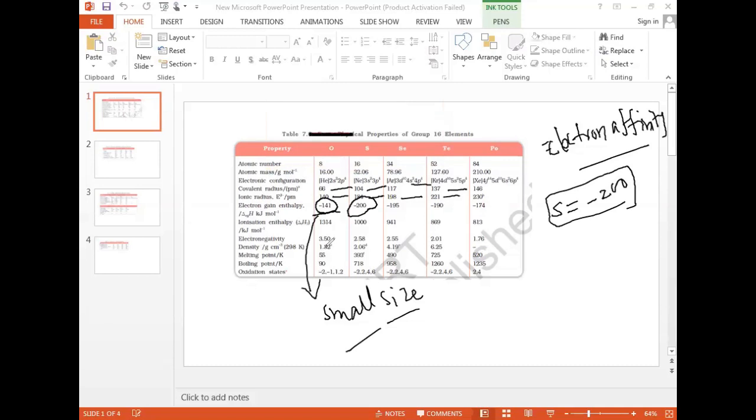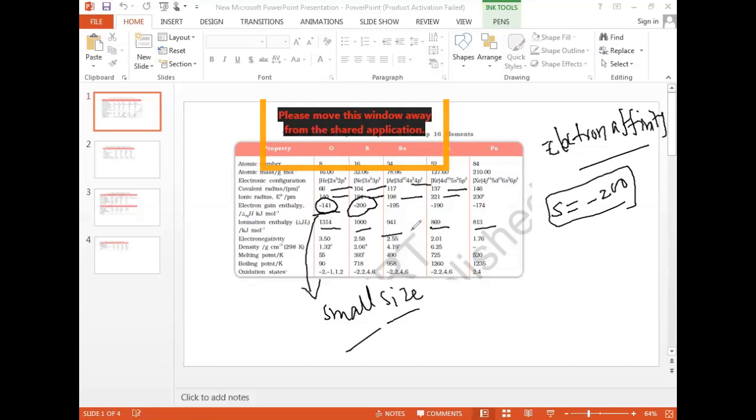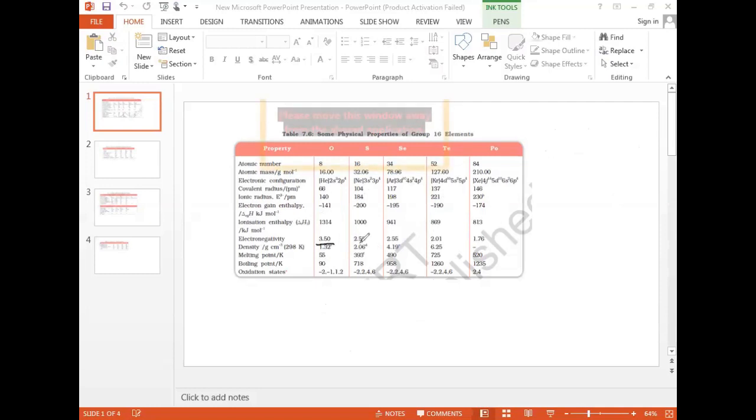Now, if you take ionization enthalpy down the group, what happens? The ionization enthalpy values decrease. This is due to the increase in the atomic radius. Then electronegativity values also decrease down the group. Even the densities, generally in all the groups, are going to increase. That is here 1.50, 1.32, 2.06, 4.19 and 6.25.